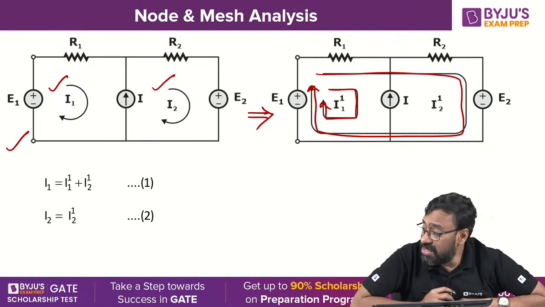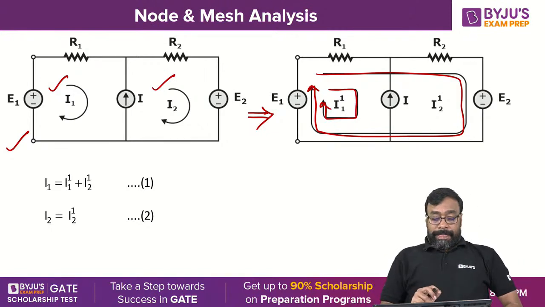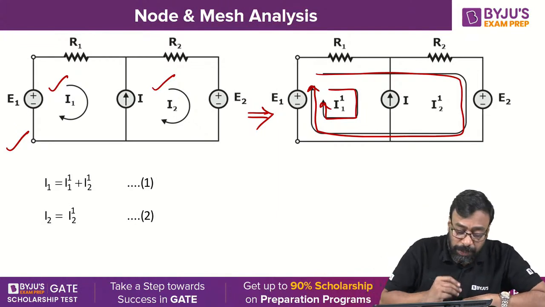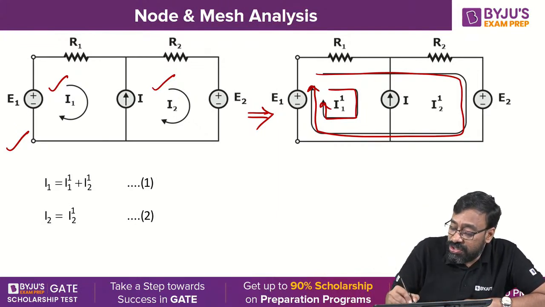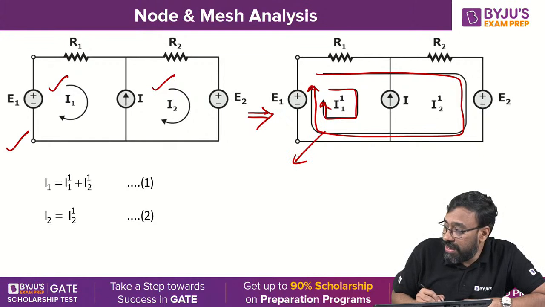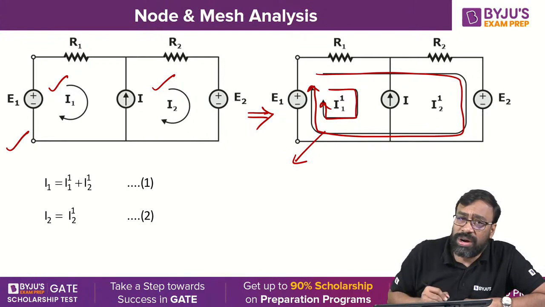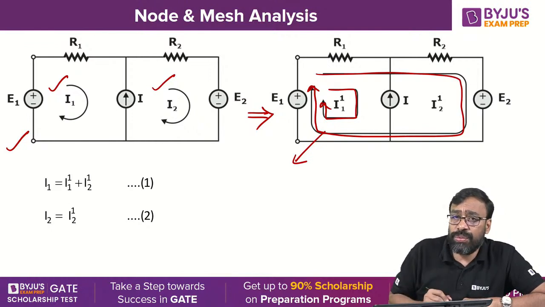If you don't follow, please put in the comment box. I can definitely clarify your doubts. Quickly. Look at this. Suppose if I1 dash, you already solved I1 dash and I2 dash, right? Yes, possible, Chandu. Okay, very good. I1 dash and I2 dash already you solved.